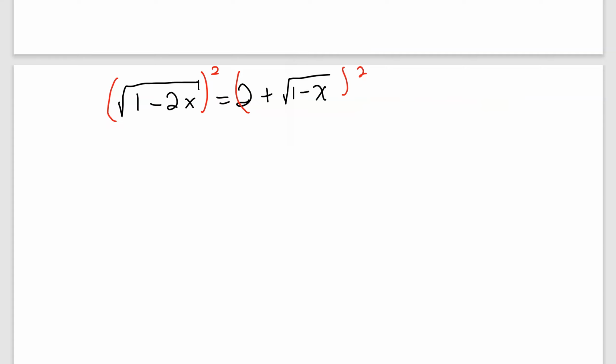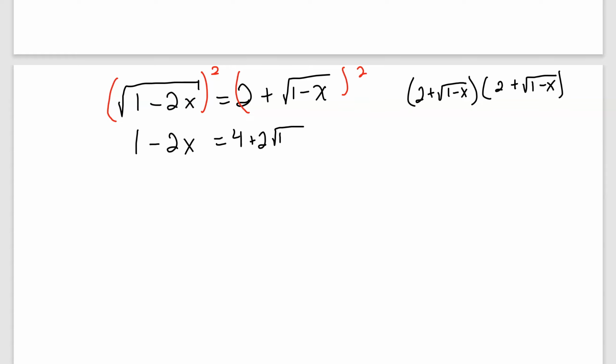On the left side, I'm strictly going to get 1 minus 2x. On the right side, I have to be careful because these two things don't cancel out. I have to remember that this is 2 plus the square root of 1 minus x times 2 plus the square root of 1 minus x. And I have to multiply. So 2 times 2 will give me 4. 2 times the square root of 1 minus x will give me 2 square root of 1 minus x.